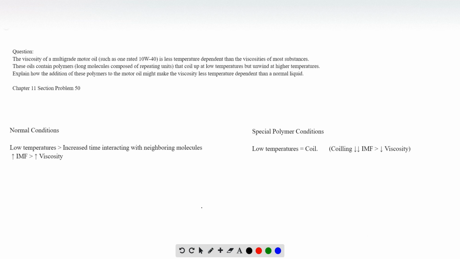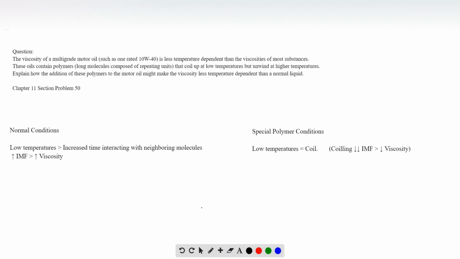This is actually a really interesting question, and I'm glad to read it because I didn't know about this. So under normal conditions, the energy of the average molecule is decreased. So they're moving less and they spend increased time interacting with their neighbor molecules. And that is an increase in the intermolecular forces experienced, which really results in increased viscosity.